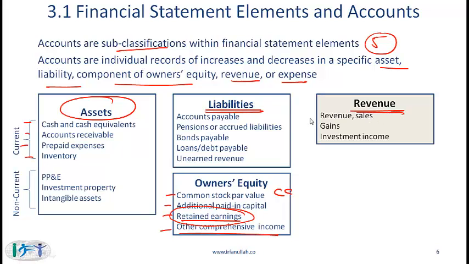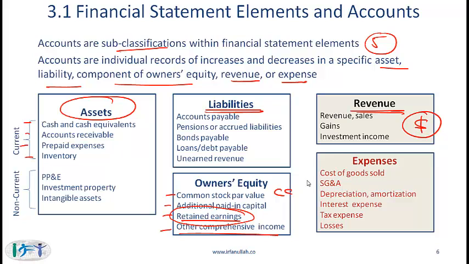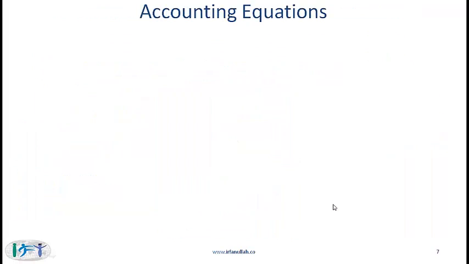Revenue. Under revenue, we can have revenue, sales, gains, investment income. Essentially, this is a flow of economic benefit to the company. And here are examples of expense-related accounts.